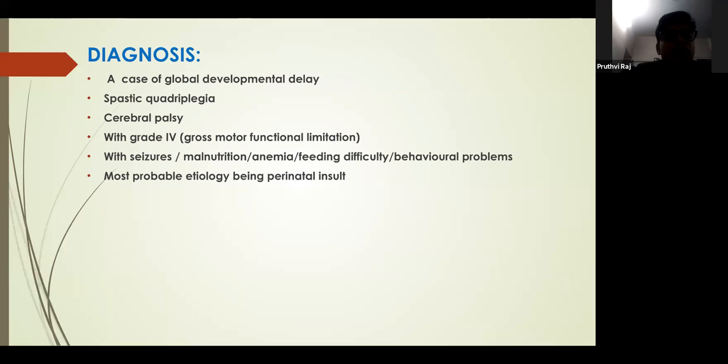Yeah, you continue. Diagnosis: it's a case of global developmental delay with spastic quadriplegia, cerebral palsy with grade 4 gross motor function classification system, with seizures, malnutrition, anemia, feeding difficulty, and behavioral problems. Most probably the etiology being a perinatal insult, sir.